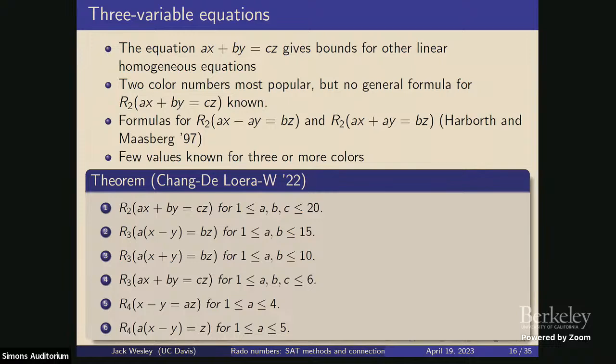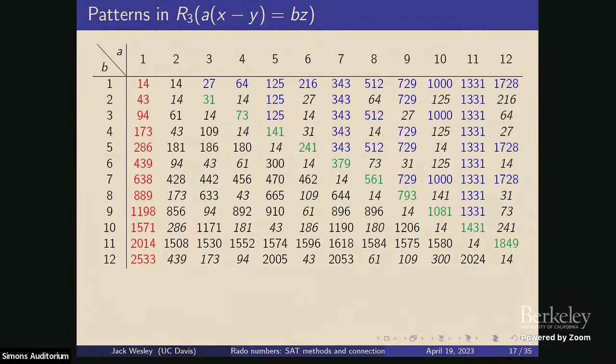And looking at one of these tables, this is what we found. So this is for a times x minus y equals bz. And we got this table. And I've highlighted 3 patterns. So this first pattern is this blue upper triangle here.